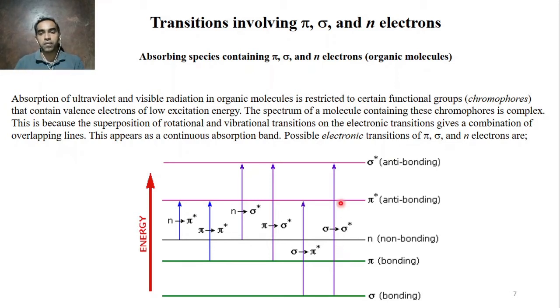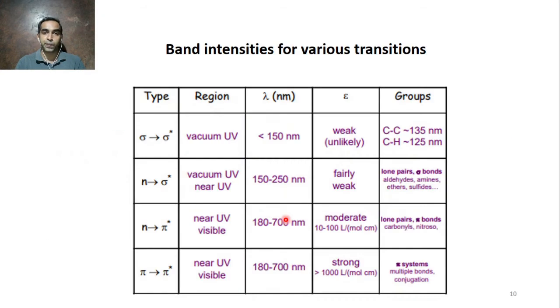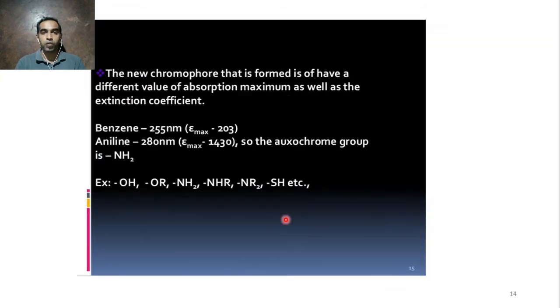Now if there is an n to pi star transition, what happens? n is more polar than pi star, n is more coordinated with the polar solvent, so this will come down further. So for the n to pi star transition, that energy gap will increase. So this will go to the blue side, blue shift, or hypsochromic shift. This is what is mentioned here.